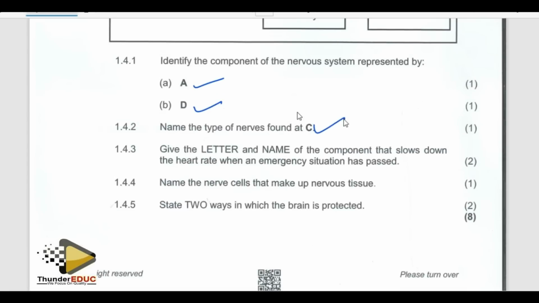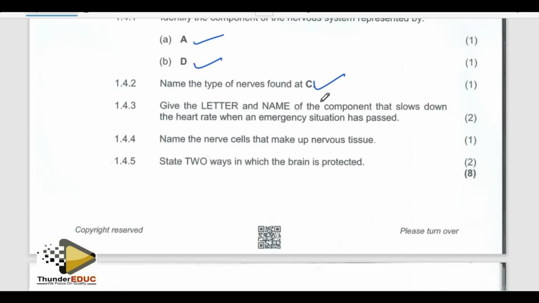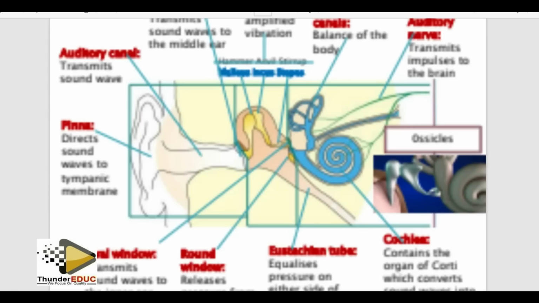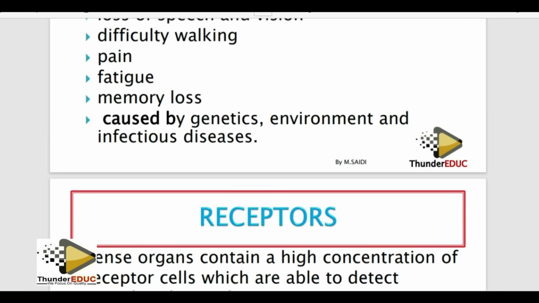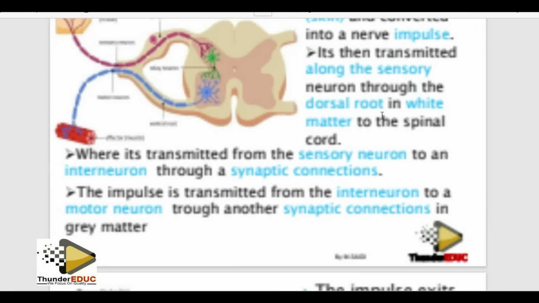Give the letter and the name of the component that slows down the heart rate when the emergency situation has passed. Meaning that the sympathetic nervous system raises the situation, the parasympathetic reduces the situation. I've been talking about this in the distinction material. Let me show you from the distinction material. Yes, even in paper 2, use this distinction material. There is no way you can fail this. This is nothing when it comes to our distinction material book.